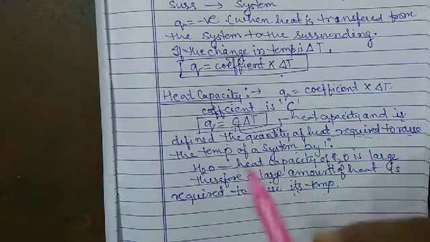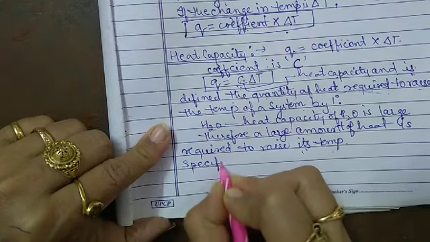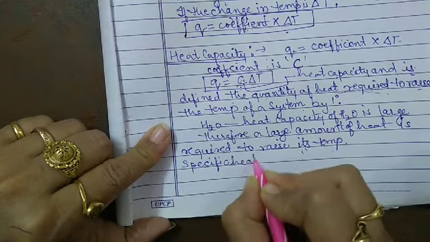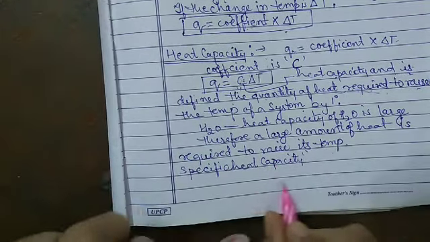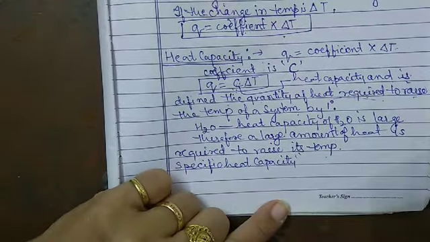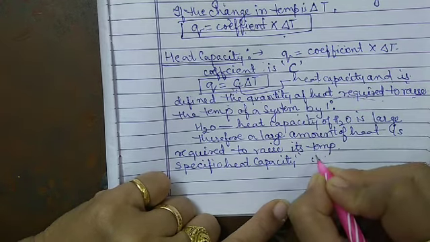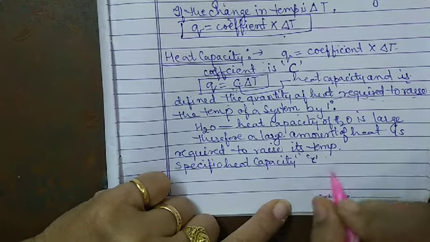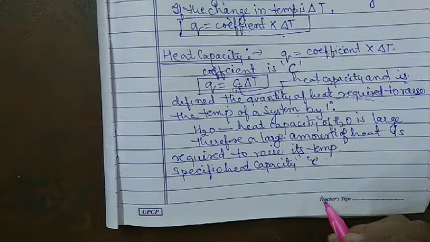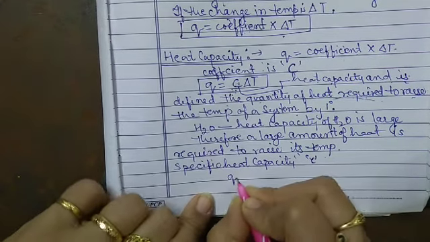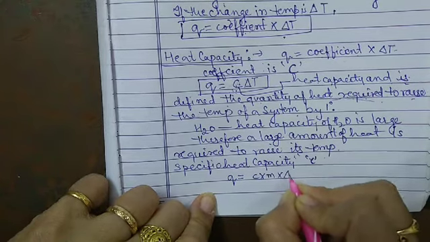So there are two terms. One is the specific heat capacity, which is designated by small c, and we have a formula for that: Q is equal to C multiplied by M multiplied by delta T.